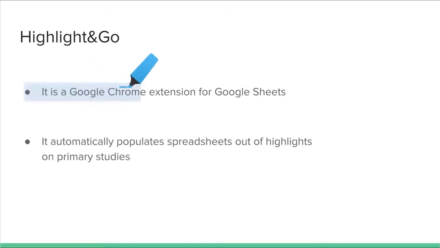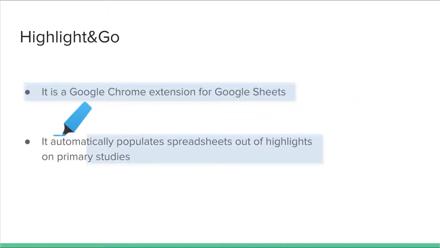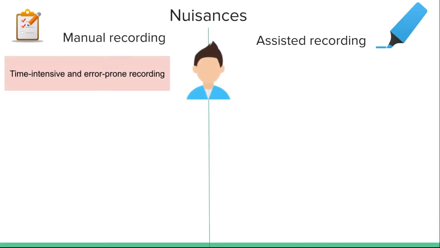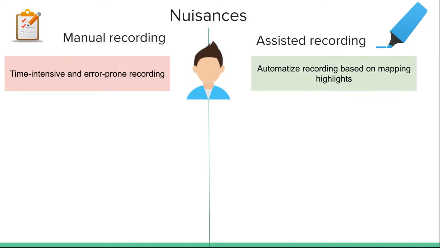So, Highlight&Go is a Chrome extension for Google Sheets, and it automatically populates spreadsheets out of highlights on primary studies. As we already saw, manual recording is time-intensive and error-prone. However, with Highlight&Go we can automate the recording based on highlights on primary studies. But there are other nuisances during data extraction that we can improve.